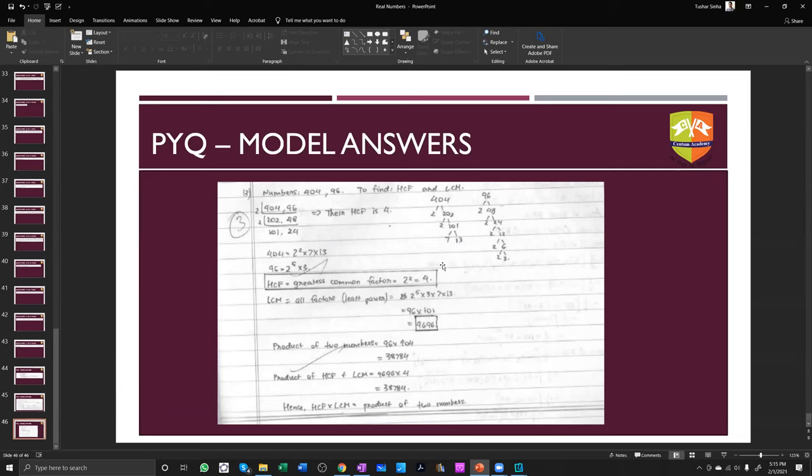Isn't integer represented with I? No, integers are represented by the set Z, from Zählen, something like that. It is a German word for count. So Z comes from there. Rational numbers are given by Q, and complex numbers by capital C. Natural numbers are N. Whole numbers we generally do not say, we say non-negative integers. Then integers are Z, rational numbers Q, irrational numbers I, real numbers R, and complex numbers C.